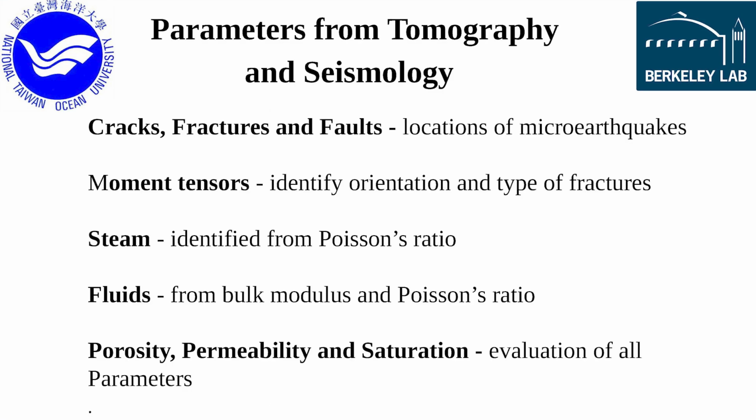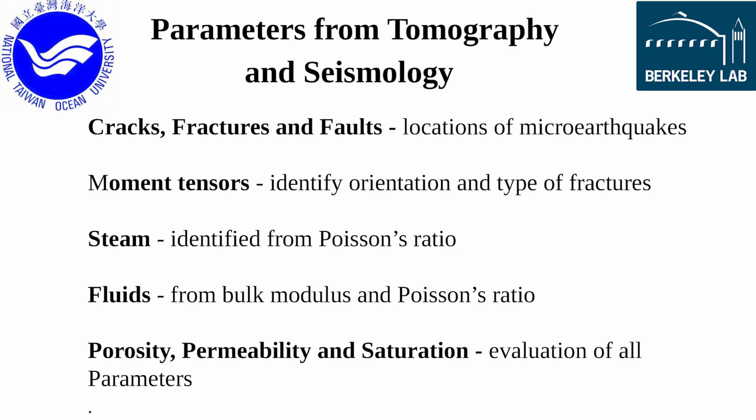Oh, here's the kind of things we try to get out of our information. We get cracks, fractures, and faults just from the locations of these earthquakes. I'll talk about that later. We get moment tensors, which is identifying how the earthquakes rupture. So you might find a zone where you can see ruptures of a certain type. For example, normal faulting is more common to propagate fluids from depth to the surface.